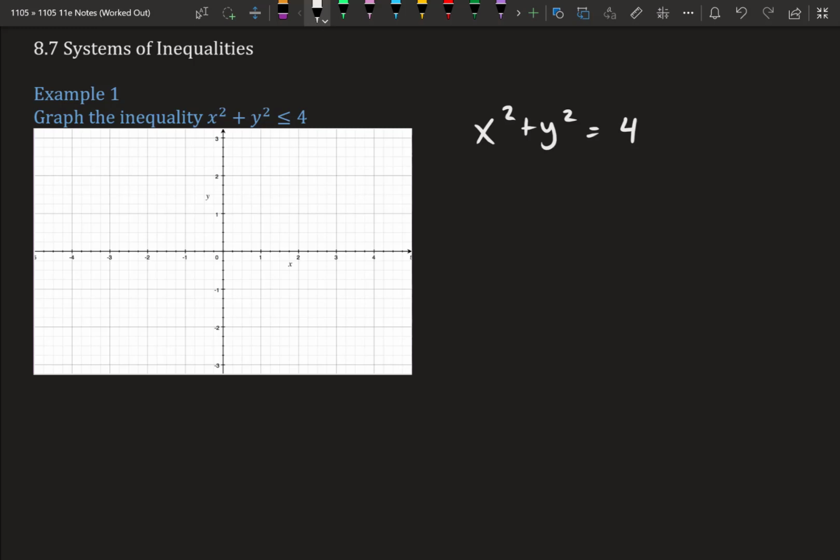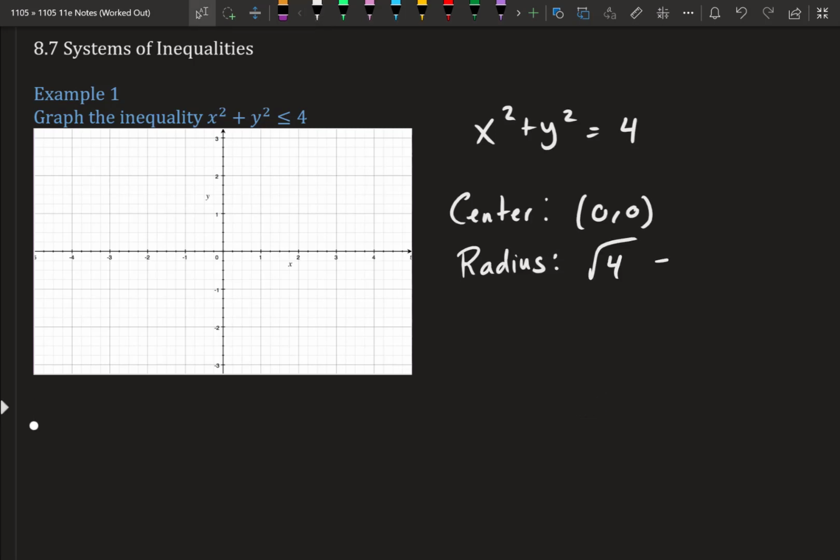How do I know it's a circle? It's x squared plus y squared. It's okay if you don't remember, that was way back in chapter 2. Since there's no x squared plus something or y squared minus something, the center is 0, 0. And remember the radius, we have to take the square root, and it's 2. So we're going to plot it. We have 0, 0, and then our radius is 2, so up 2, back to the center, left 2, back to the center, down 2, back to the center, right 2.